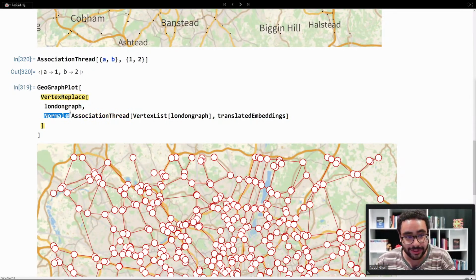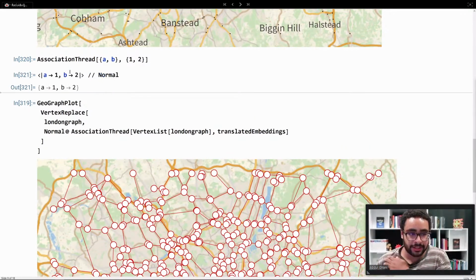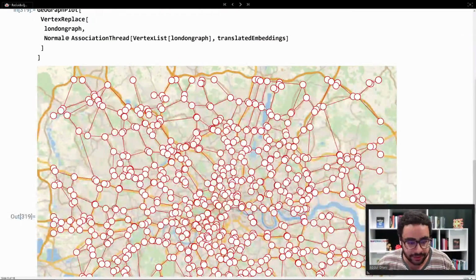The reason why we say Normal, and actually I suspect this will change at some point, is that when you're doing replacement rules, usually it expects a list of rules rather than an association, although they have very similar semantics. But if we say Normal of this thing, we get a list of rules. Good. So far, so good.